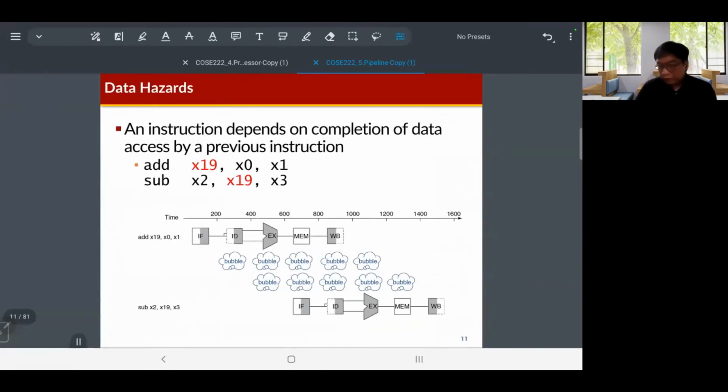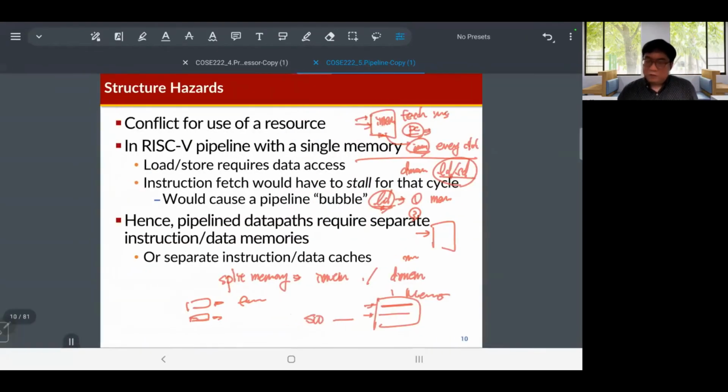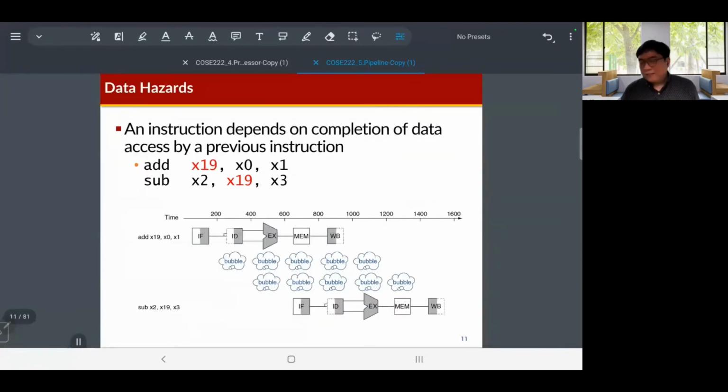Okay, then let's see the data hazard. We don't need to consider the structure hazard in this course, but data hazard is very important. So let's see this situation. In this example, the add stores its result in the X19 register, and then the following sub instruction requires the result from this add instruction, because the sub instruction needs the data from X19.